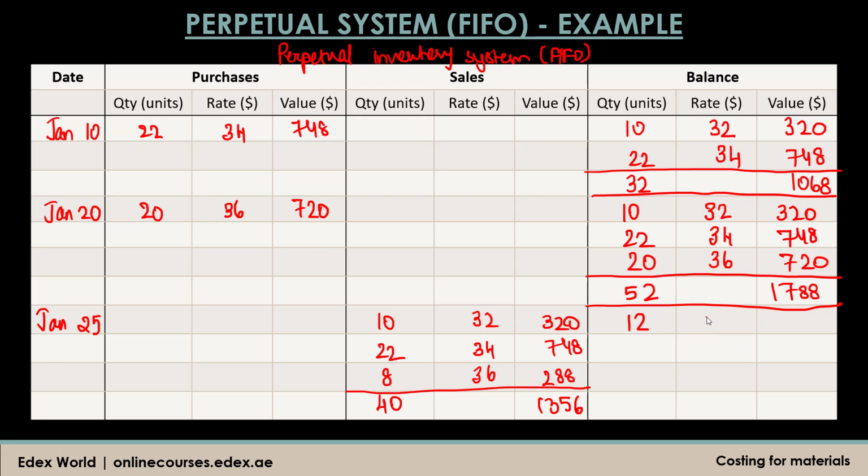So 12 units, value was $36 per unit, and the cost of the closing inventory remaining comes out to $432. This $432 is the actual number that is important for us, because this is the end of the month. If we prepare financial statements at the end of the month, $432 would be the value that we would consider even in the financial statements. So this was perpetual inventory system using the FIFO method.